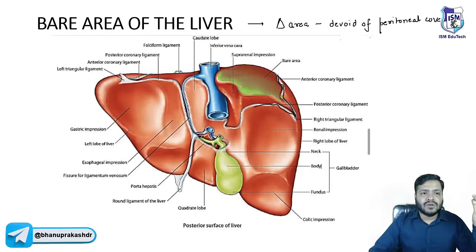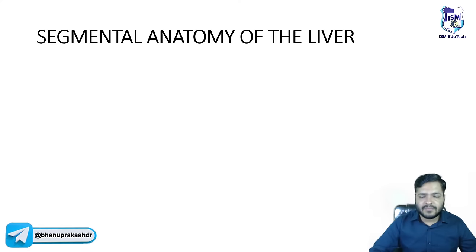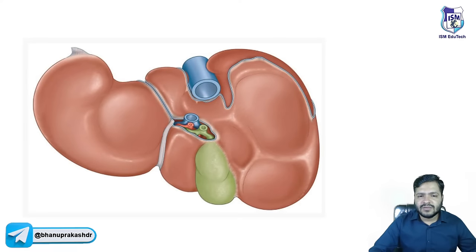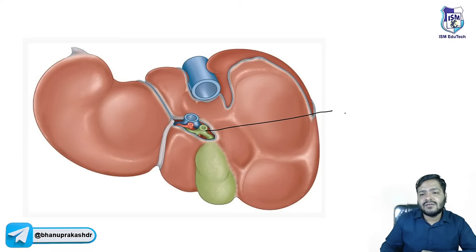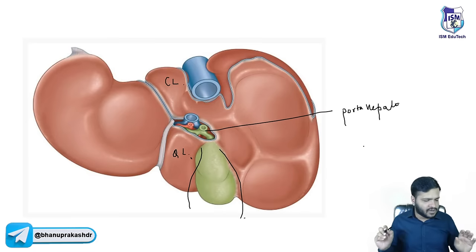Yes, Angel, Sanchana, Kriti, Dimple, Garima, Krishma, Satyashree, Harshit. Very good, beta. This is the inferior part which you can see over here. You can very well see the porta hepatis, and the gallbladder fossa over here on the inferior part. This is the caudate lobe. I hope this is clear to everyone.